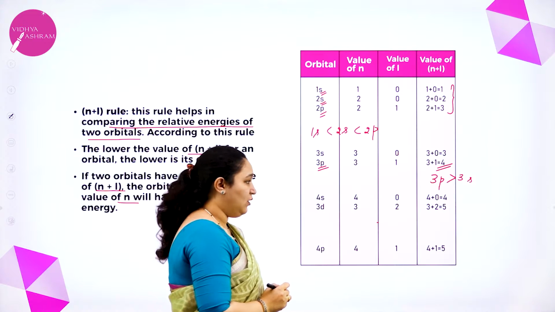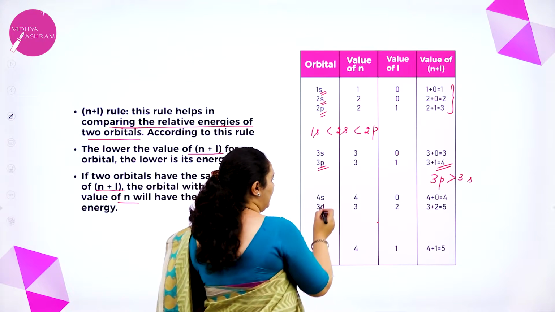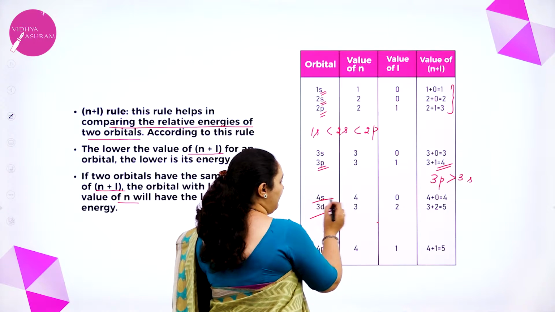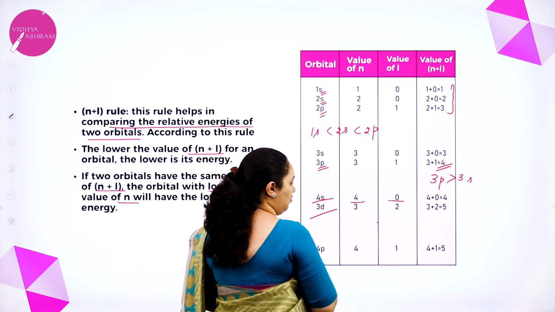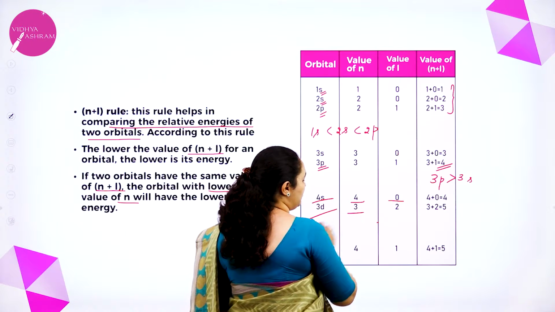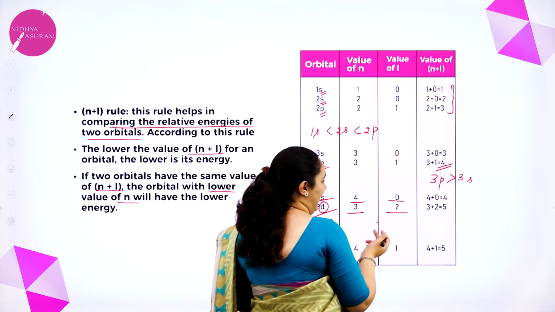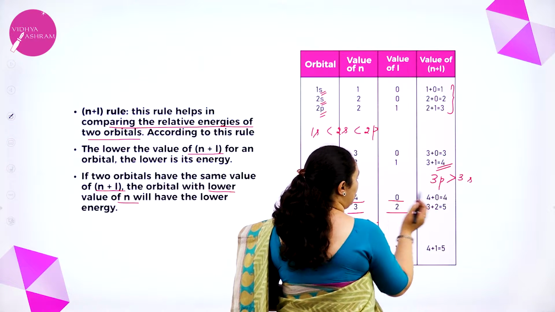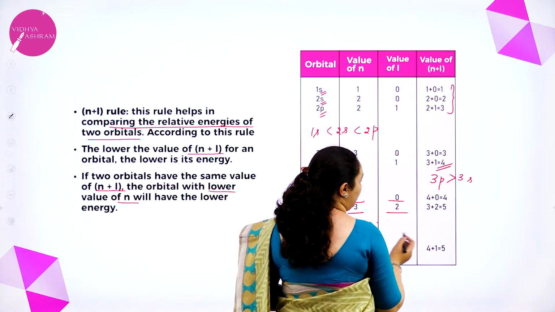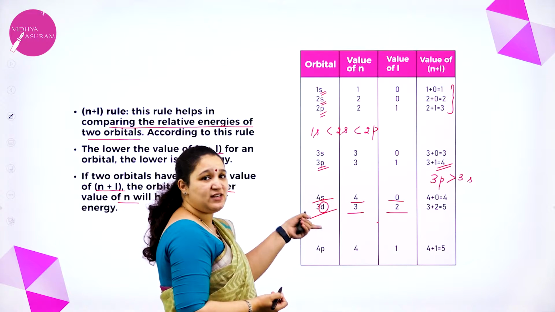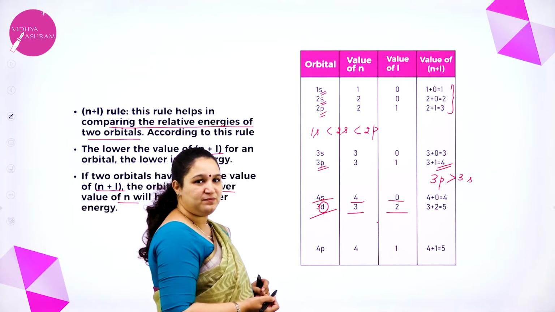Correct? Now, one more example we will take of 4s and 3d. For 4s, the N value is 4 and L is 0. For 3d, the N value is 3 and because it is d, the L value is 2. When I add up, you see 4 plus 0 is 4, and 3 plus 2 is 5. So which has got the higher energy? 3d has got higher energy than 4s.